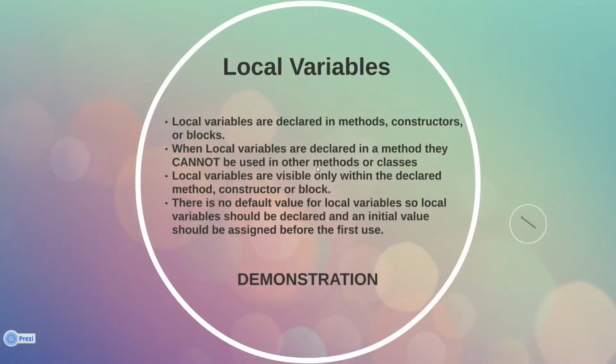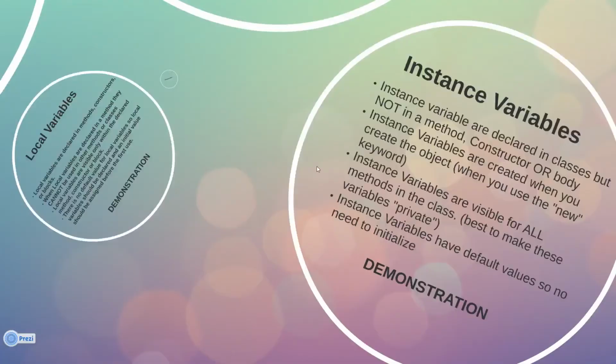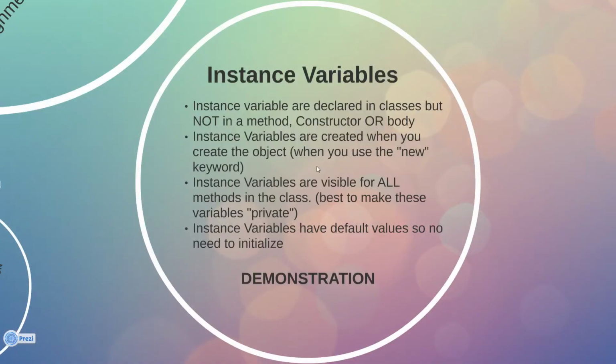Okay, so we are back to our presentation and we're gonna move on to the next kind of variables, okay? Instance variables are declared in classes, but not in a method, constructor, or body, okay? Instance variables are created when you create the object. So remember last time in the object-oriented examples, you create the object with the new keyword, and it'll be created when you call that object. You should remember that.